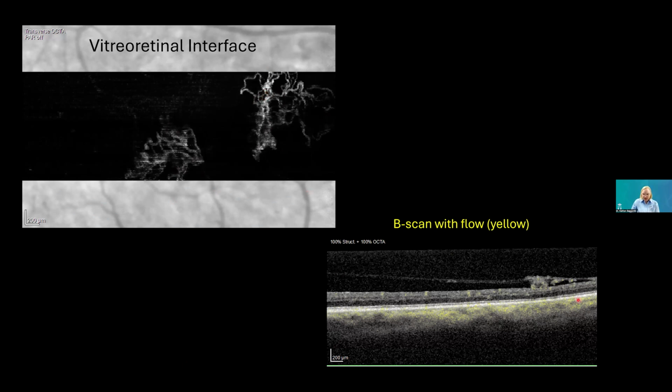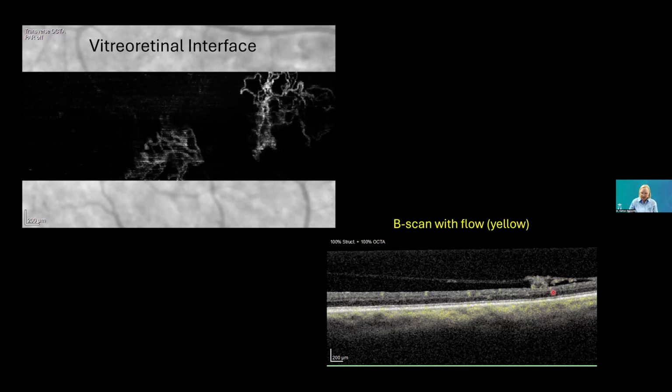Now, here is also a B scan from this area. The yellow that you see in it is areas where there's flow. So certainly in these areas where neovascularization was suspected, we have some yellow because there's blood flow there and those abnormal vessels. But one thing I do want to highlight here is you don't necessarily have to have an OCTA to do this.